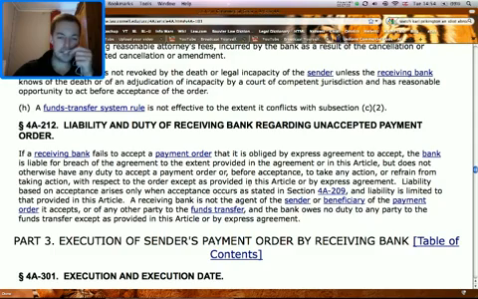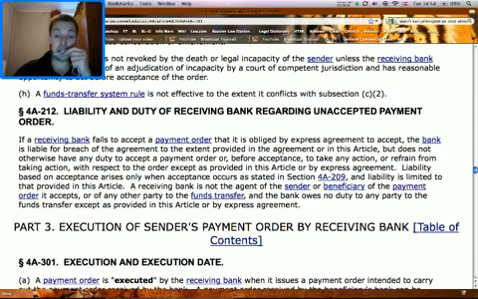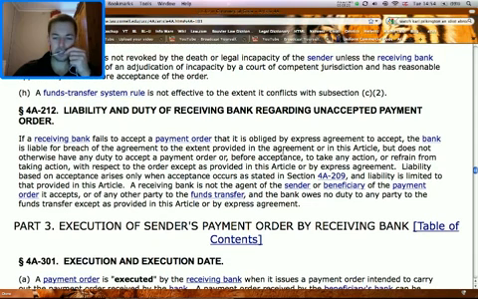4A-212, liability and duty of receiving bank regarding unaccepted payment order. If a receiving bank fails to accept a payment order that it is obliged by express agreement to accept, the bank is liable for breach of the agreement to the extent provided in the agreement or in this article, but does not otherwise have any duty to accept a payment order or, before acceptance, to take any action or refrain from taking action with respect to the order except as provided in this article or by express agreement.